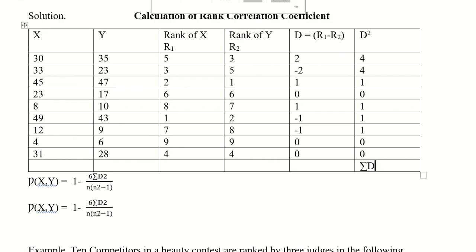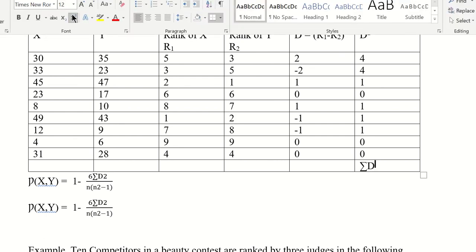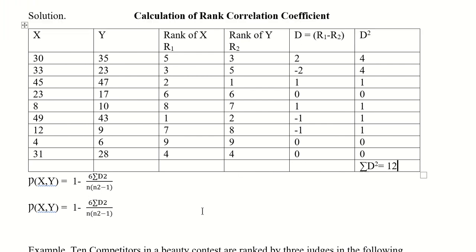Sigma d square. Okay, it is coming 4 plus 4, it's 12, not 11. Please cross check. This is 12. Okay. So this is 6 into 12 divided by n into n square. So n is number of observations. So how many observations do we have? We have 9 observations. So 9 into 9 square.